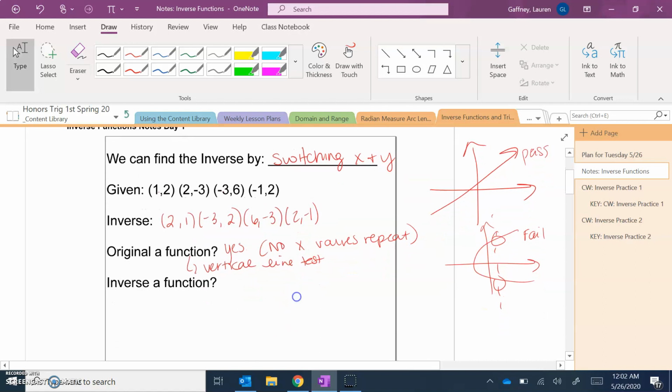To see if an inverse is a function, you want to once again see if any of the x values repeat in the inverse. If you notice here, 2 repeats. So no, the inverse is not a function. The reason is that an x value repeats. I also think about this: if you go back to the original and plot those points, you would see that it fails the horizontal line test. I will abbreviate this like so and this like so.